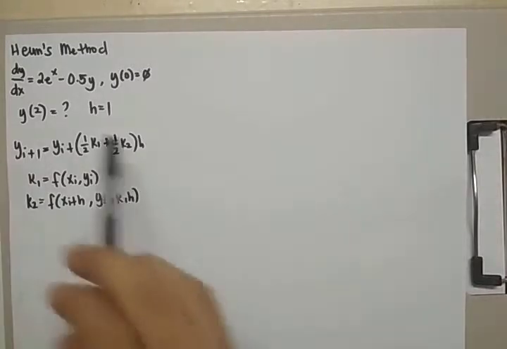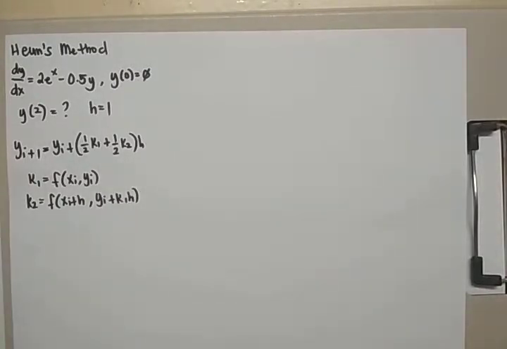So here is our general formula for Heun's method. y sub i plus 1 is equal to y sub i plus 1/2 k sub 1 plus 1/2 k sub 2, multiplied by h, or our step size. For finding k sub 1, we have the function of x sub i and y sub i, and for k sub 2 we have the function of x sub i plus h and y sub i plus k sub 1 multiplied by h.